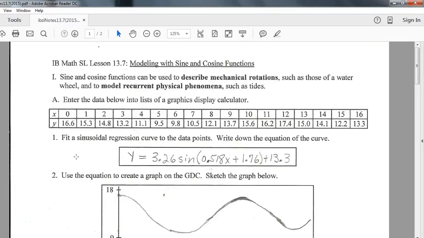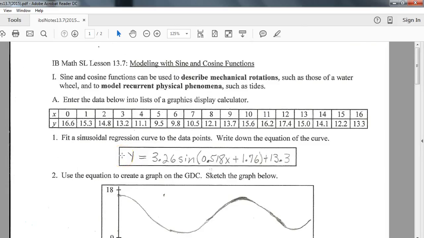Arrived for this last section of Chapter 13. We're now looking at real-life application models to sine and cosine functions. A lot of this can be done in your calculator, so if you want to follow along in your calculator, have it handy. I'm going to show you some cool features on there that we can take advantage of with these.